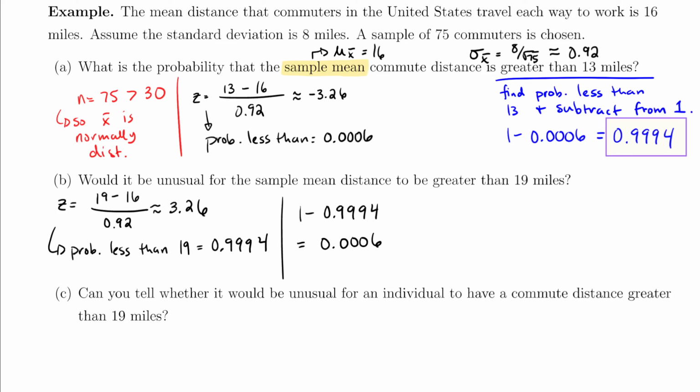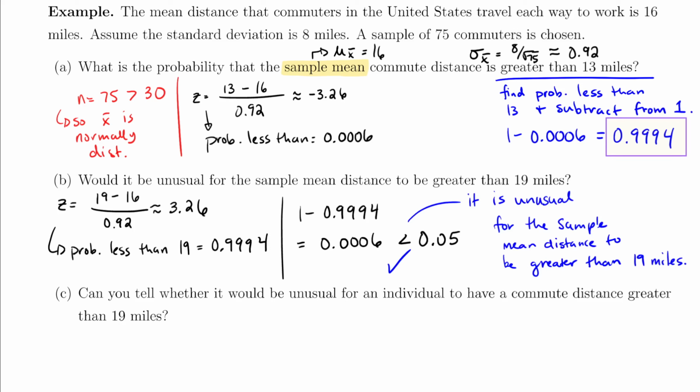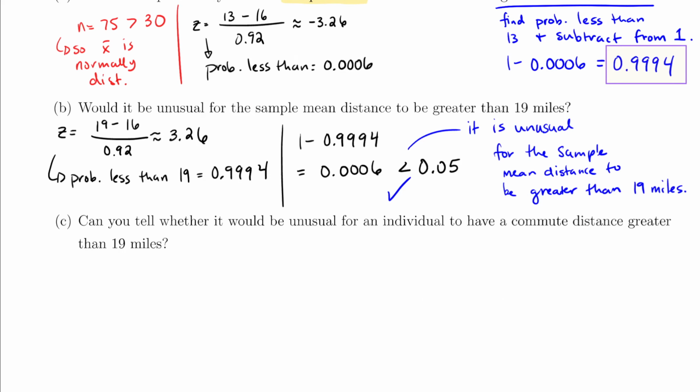0.0006. Now, what is our cutoff for being unusual? Our cutoff for being unusual is less than 0.05. And our calculated probability definitely is significantly less than 0.05. So this means it is unusual for the sample mean to be greater than 19 miles. Now, if you would, read through part C and contrast that with the wording for part B. Take note of the slight differences.